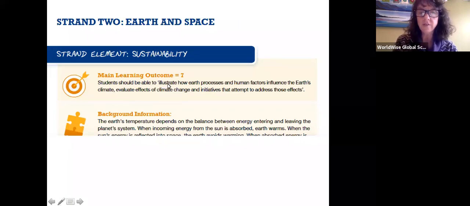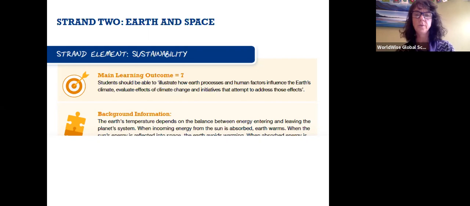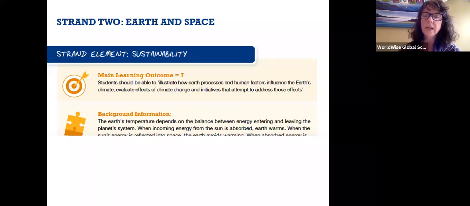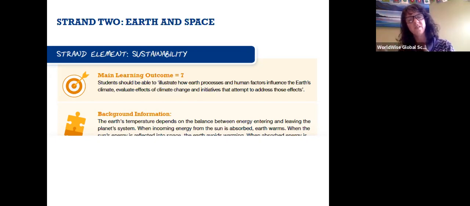So if you look there, this is just actually from our guide. If we're looking at strand 2, say, of Earth and space, again, not the most obvious one, but looking at the strand element of sustainability. If we look at illustrating how Earth processes and human factors influence the Earth's climate, and evaluate effects of climate change and initiatives that attempt to address those effects. So we have it laid out so that it gives both context and then some ideas and activities in which you can work with your students. So this one is particularly about climate change.